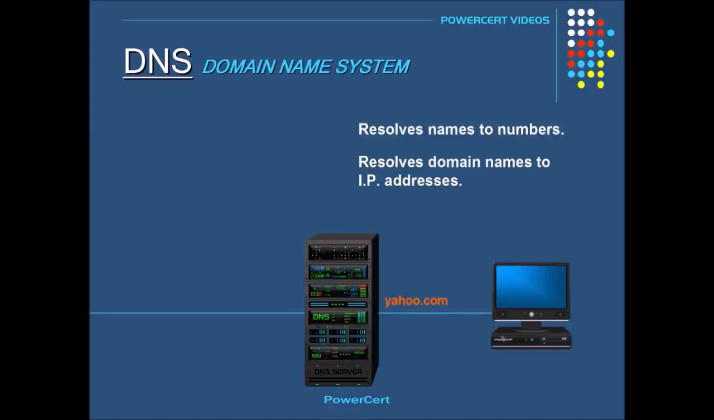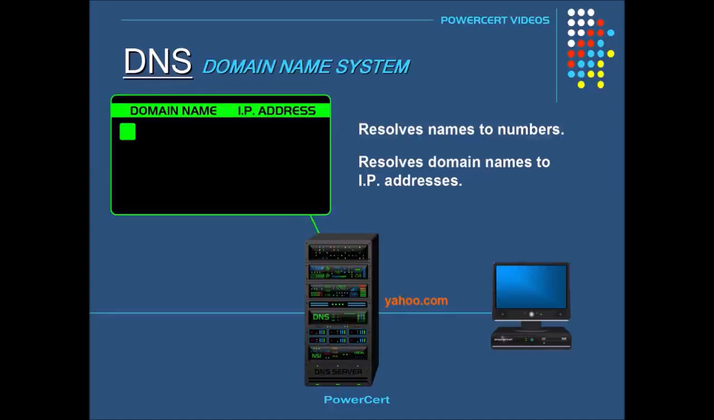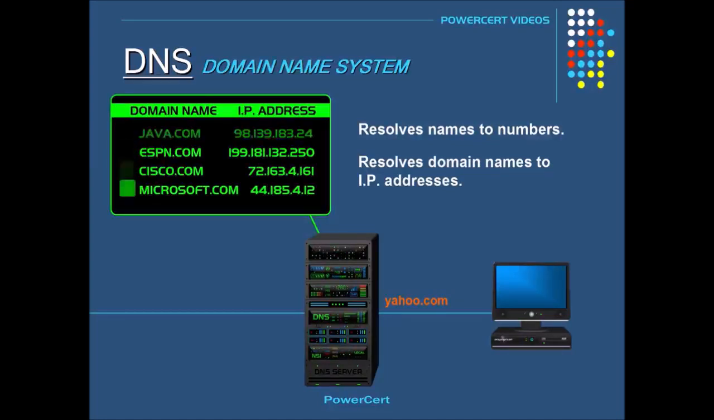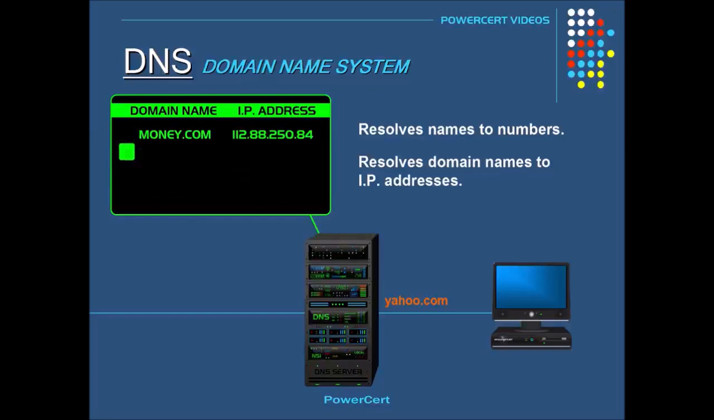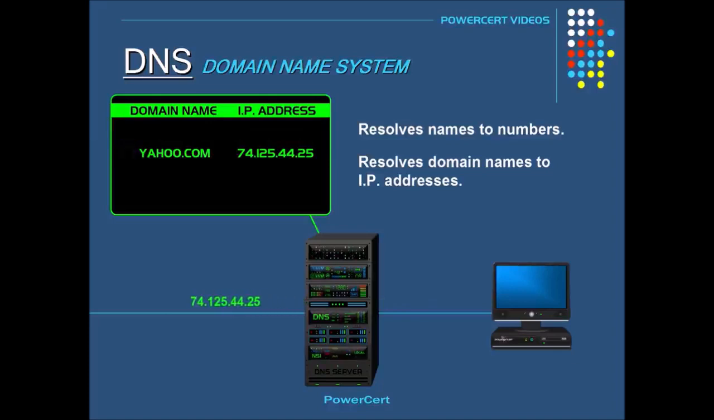So back to our example, when you type in yahoo.com in your web browser, the DNS server will search through its database to find a matching IP address for that domain name. And when it finds it, it will resolve that domain name to the IP address of the Yahoo website. And once that is done, then your computer is able to communicate with the Yahoo web server and retrieve the web page. So DNS basically works like a phone book. When you want to find a number, you don't look up the number first. You look up the name first, then it will give you the number.